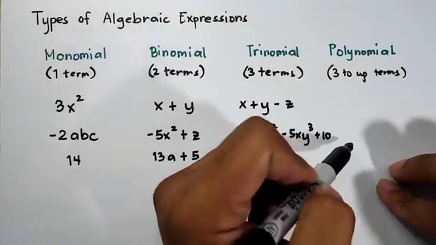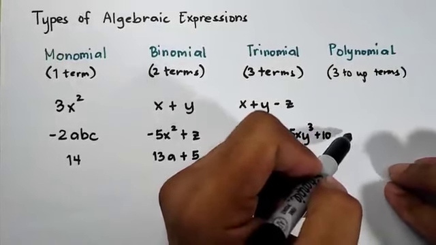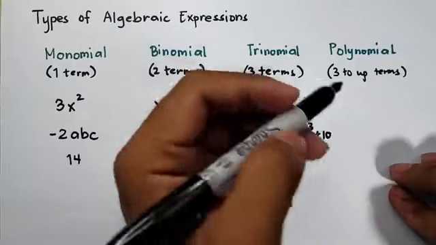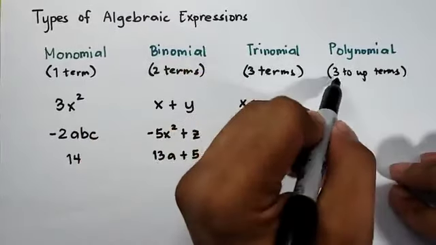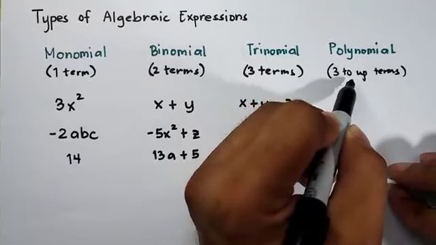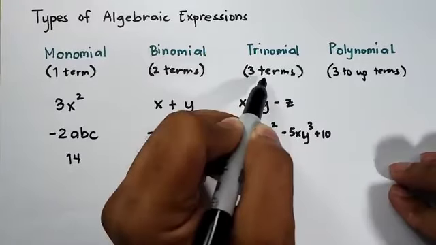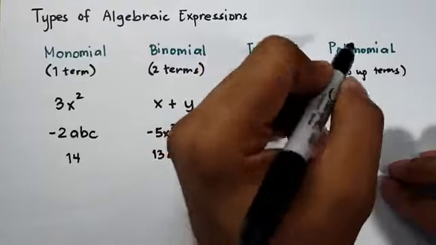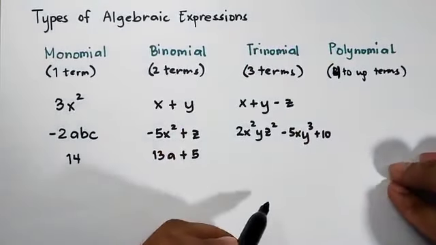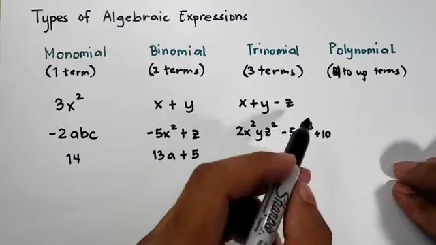So first example natin is that we have, oh guys, I have a correction here. This one is not 3 to up, because if this is 3 to up, meaning trinomial is included. So I could say that this one is 4 terms and above. 4 terms and above. So let's continue.